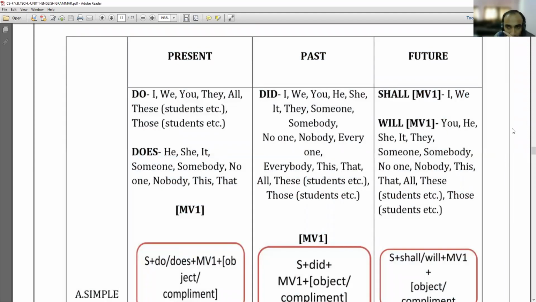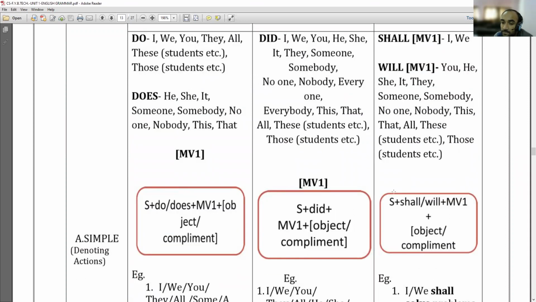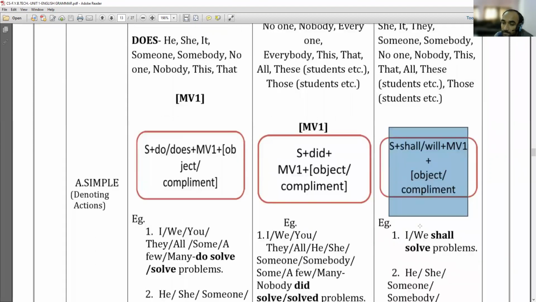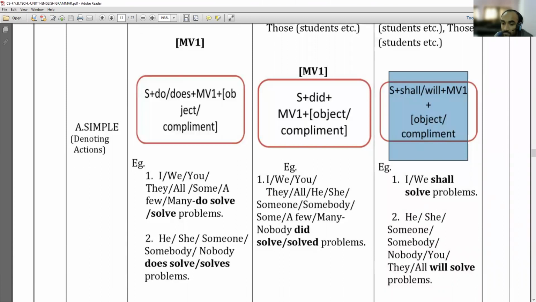For showing the simple future tense sentence, we use shall or will plus main verb. Shall or will plus main verb. Let's see the sentence structure. This is subject plus shall or will plus main verb plus object plus complement. This is the sentence structure. For example, let's see the examples. I shall solve problems. मी प्रश्न सोडवले असते.